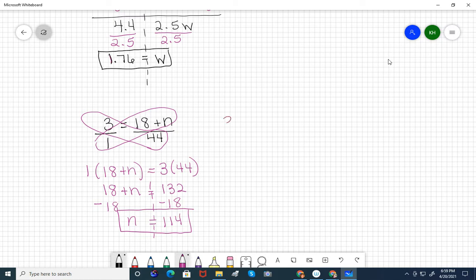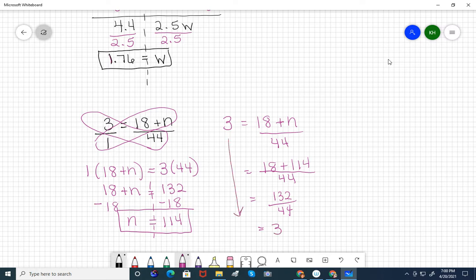If I have this equation, I can just plug it in. 18 plus 114 divided by 44. I get a calculator. 18 plus 114 is 132. And if I divide that, I get 3. Well, this side was already 3. So that's proof we found the correct answer.